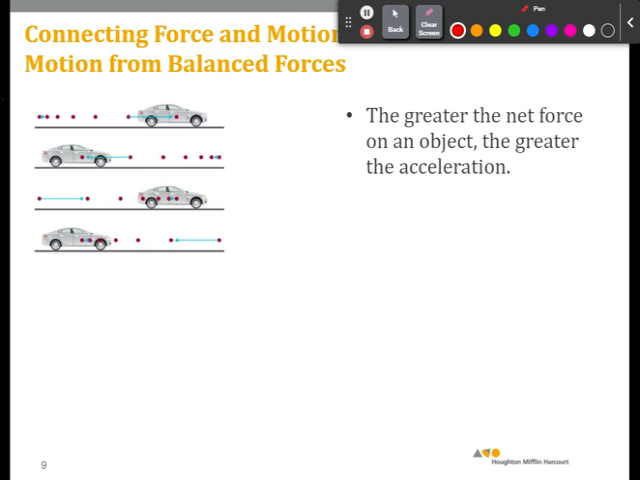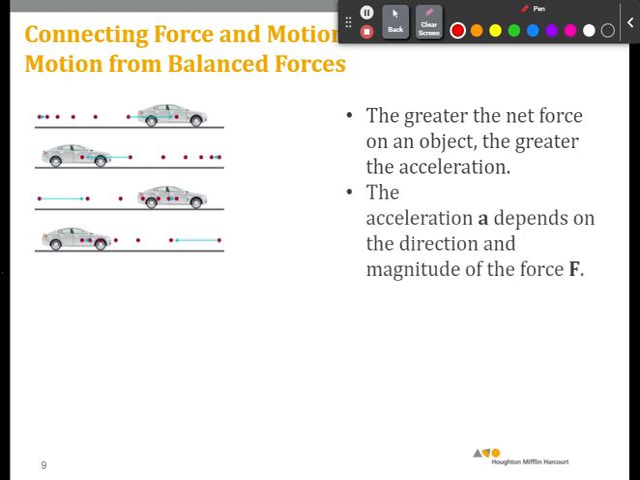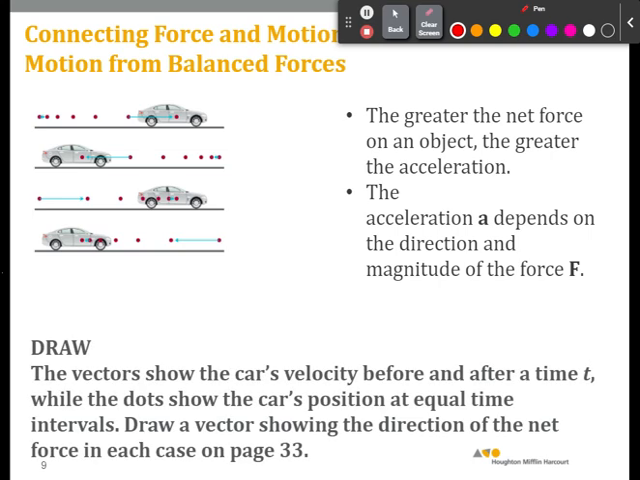Here we see a diagram of a car where these dots represent where the car was at even time intervals. So we can see if the car is accelerating or not. The greater the force on an object, the greater the acceleration. So the acceleration, A, depends on the direction and magnitude of the force F. So let's draw this. We want to draw the vectors.